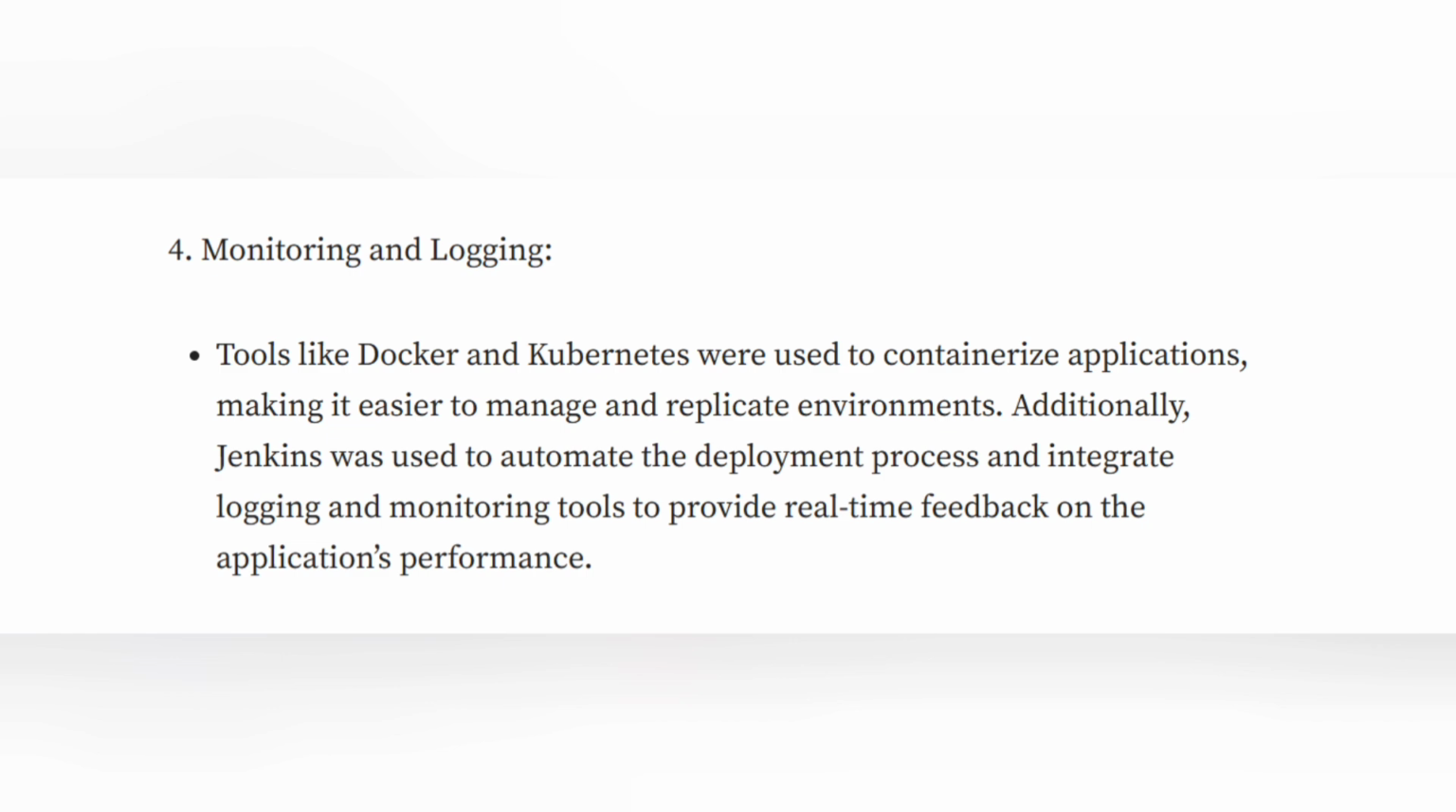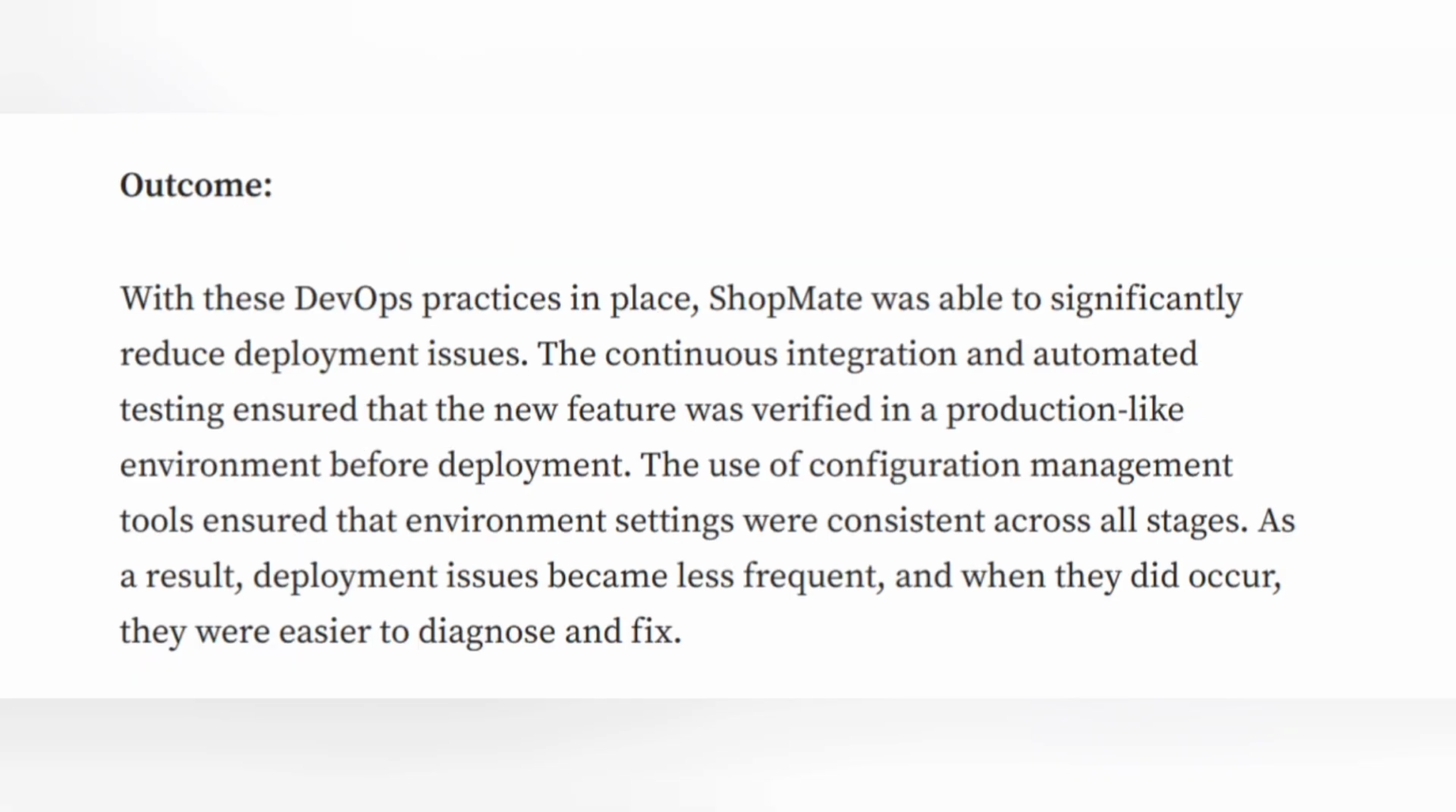Now, the outcome of this was, with these DevOps practices in place, ShopMate was able to significantly reduce the deployment issues. The continuous integration and automated testing ensured that the new feature was verified in a production-like environment before deployment. The use of configuration management tools ensured that environment settings were consistent across all the stages. As a result, deployment issues became less frequent, and when they did occur, they were easier to diagnose and fix within a lesser amount of time.